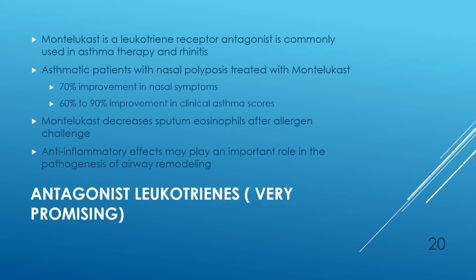How montelukast works, it actually decreases sputum eosinophils, which, as mentioned before, are part of the inflammatory mediators of the lung. So montelukast has very good anti-inflammatory effects, and that's a very important part of the pathogenesis of airway remodeling. So this is a good choice when you have asthma and rhinitis.